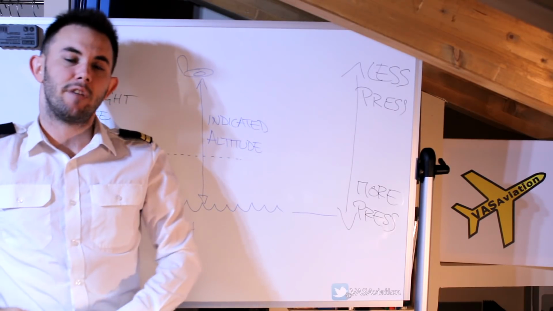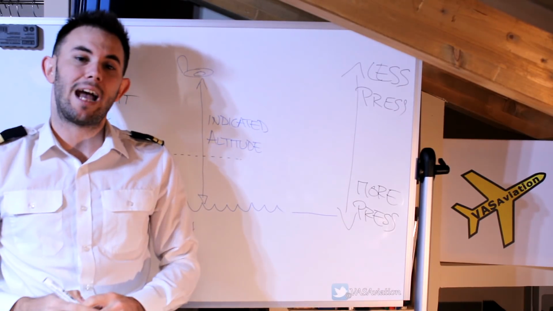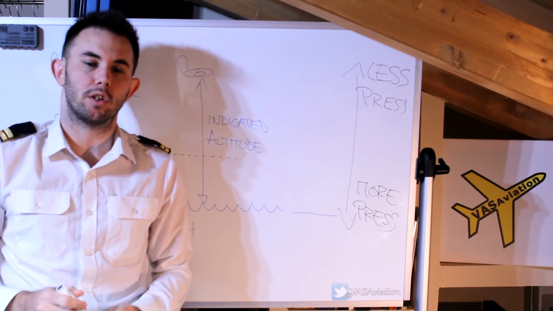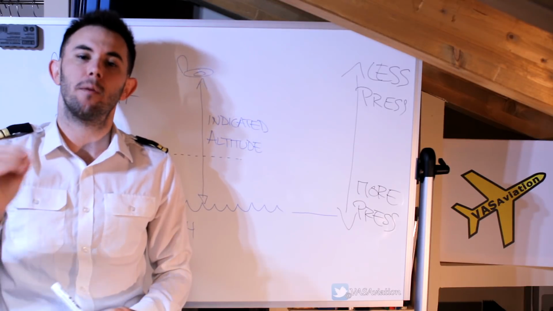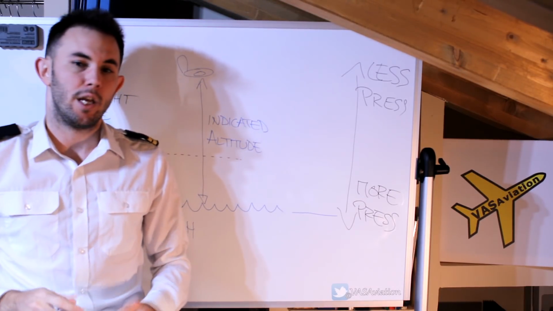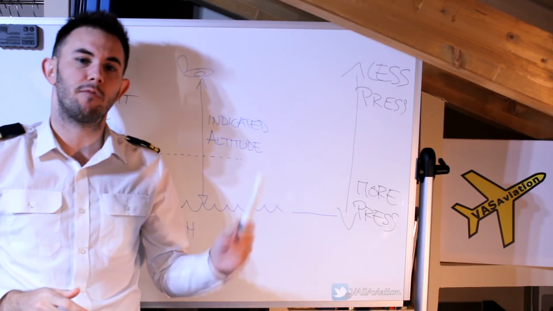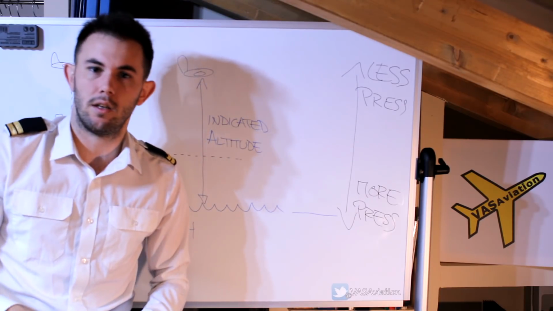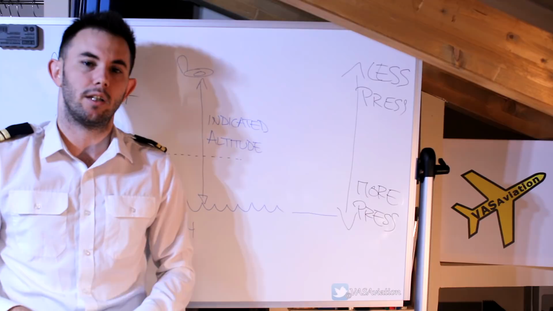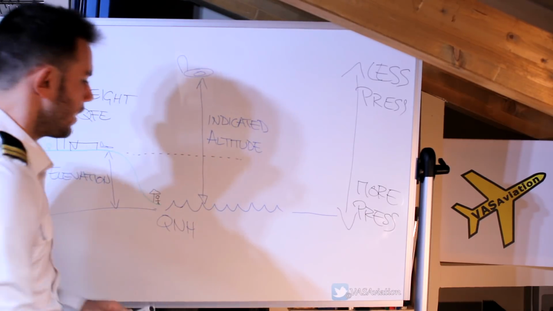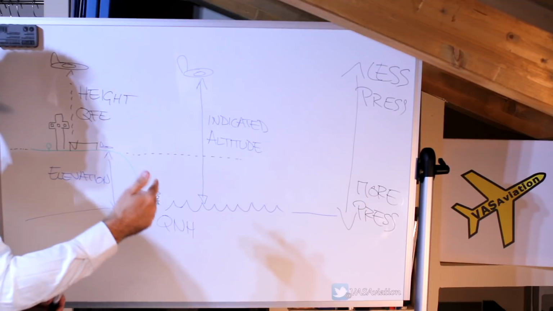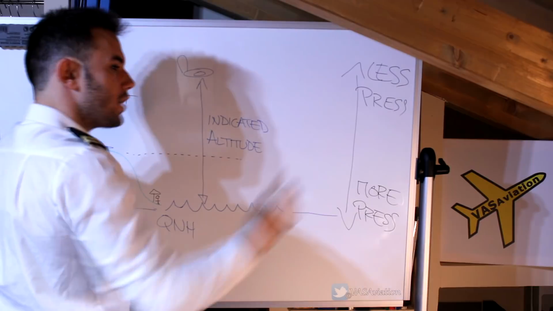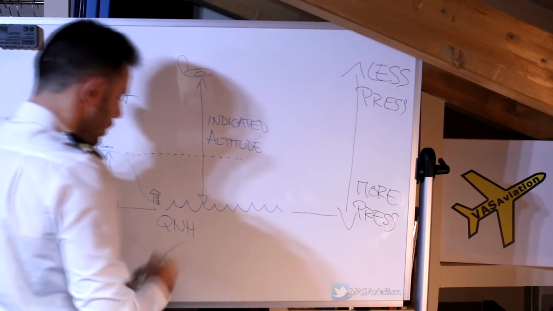And QNE is by definition the international standard atmosphere pressure, and it is 1013.25 millibars or hectopascals. Hectopascals or millibars are pretty much the same. If you're in the United States, they use inches of mercury to measure pressure, and the QNE in the United States is 29.92 inches of mercury.